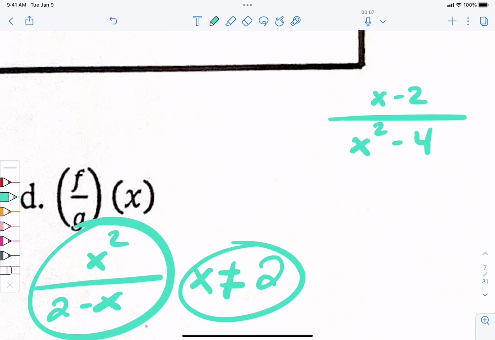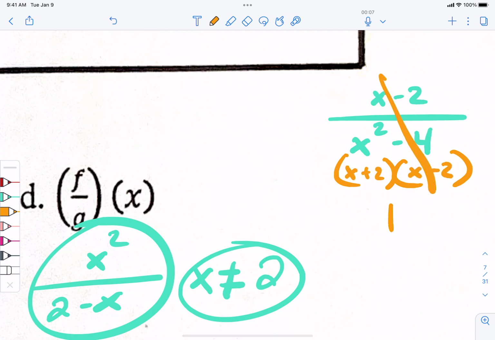That one you do need to simplify because the bottom is a difference of squares. x plus 2, x minus 2, okay? You cancel those out, so you get 1 over x plus 2, and then x can't be negative 2, right? So that is the scenario when you do need to simplify. If you were to have something that looked like that, you would reduce and FOIL or factor and simplify.